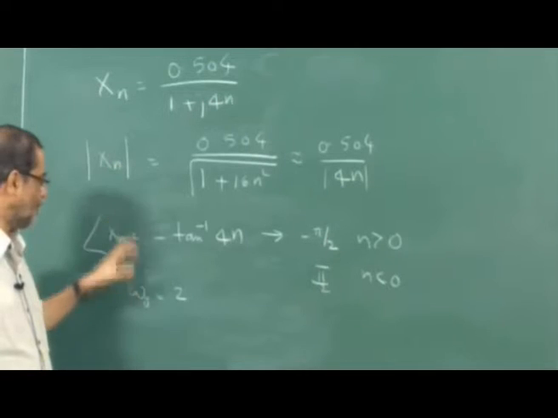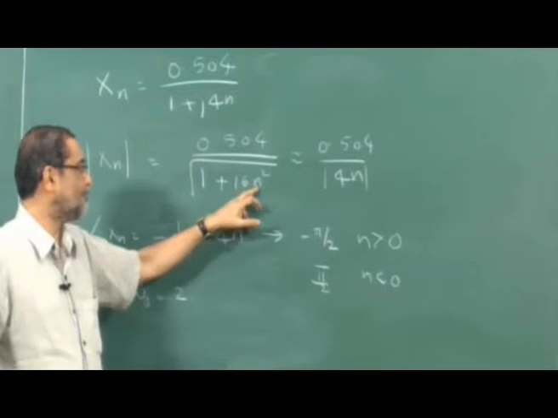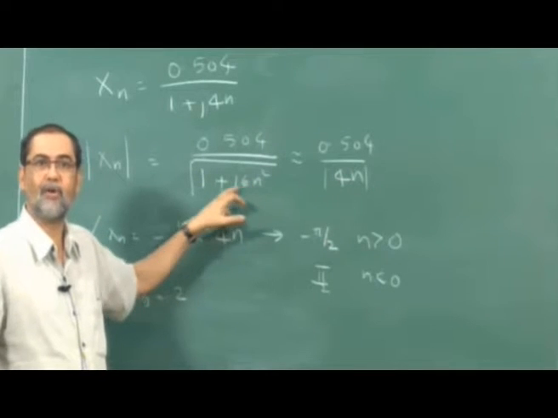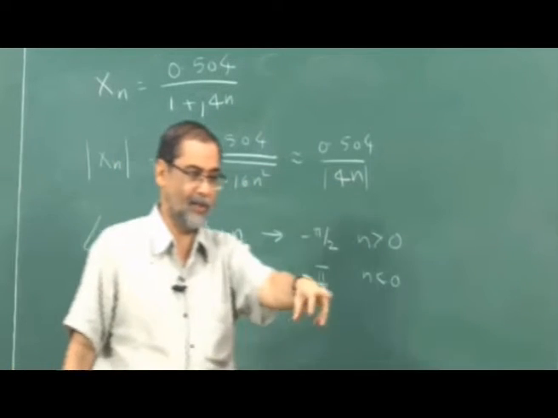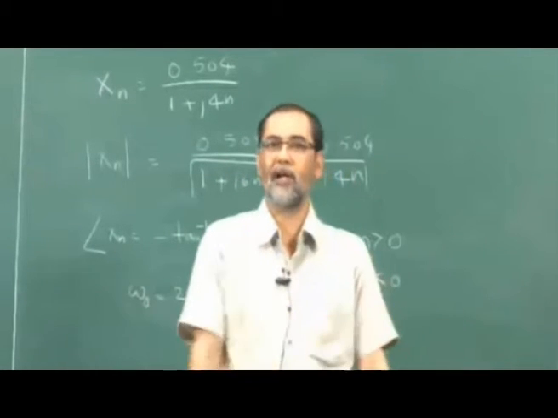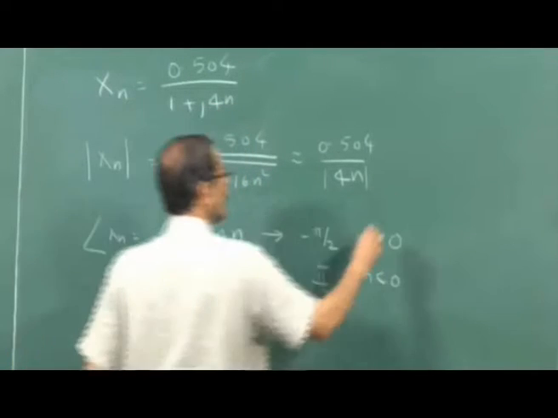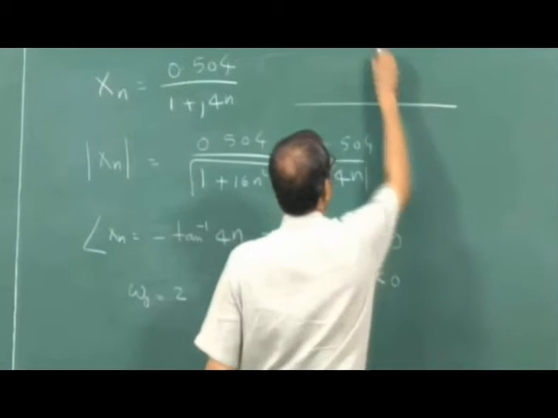For n equal to 2, frequency will be 4 radians per second. So n equal to 2 will be 2 squared is 4, so it is 64. So under root 65, 0.504, and the same value repeats at n equal to minus 2. So you can go on sketching the magnitude.